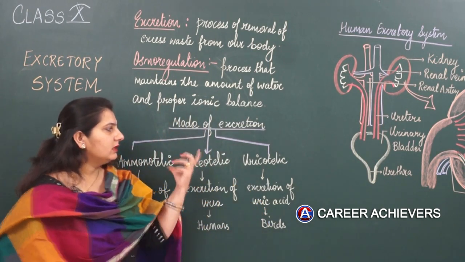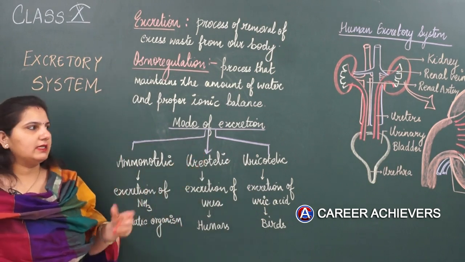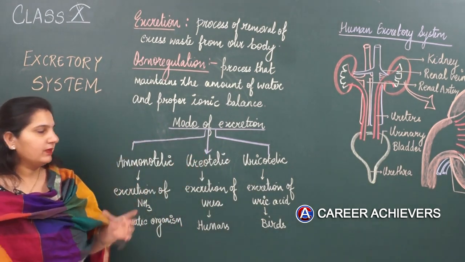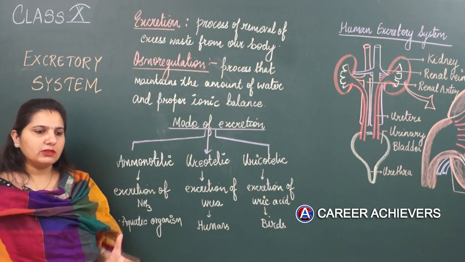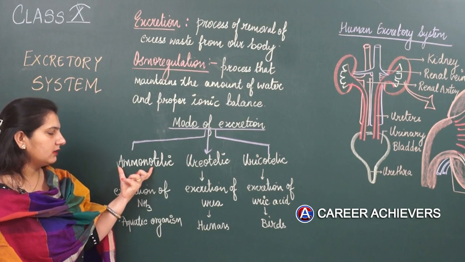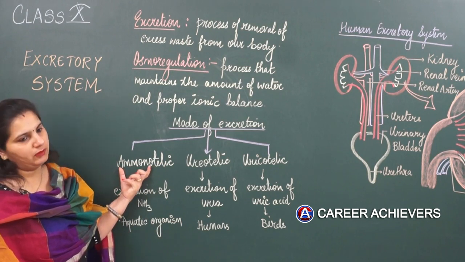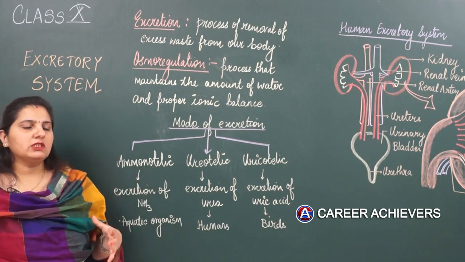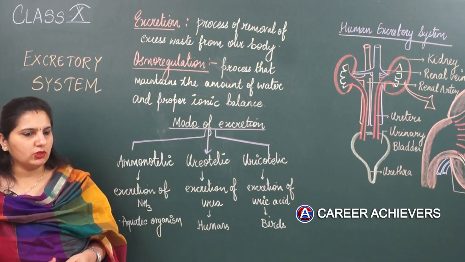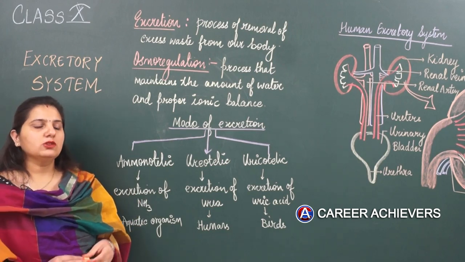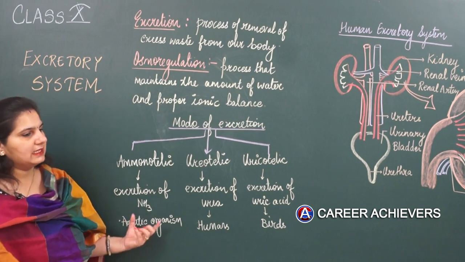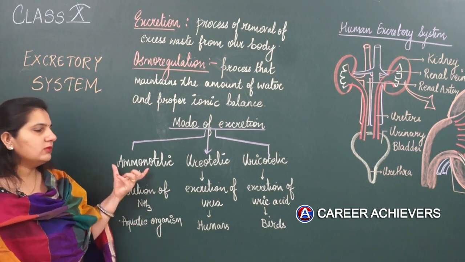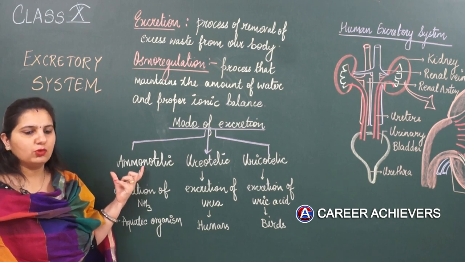Now there are different byproducts, and accordingly we say there are different modes of excretion. The first one is called ammonotelic. Ammonotelic organisms are those which remove ammonia from their body. Now ammonia excretion requires a tremendous amount of water, or large quantities of water. So this is specifically for the organisms which live underwater. So we can say aquatic animals are ammonotelic.